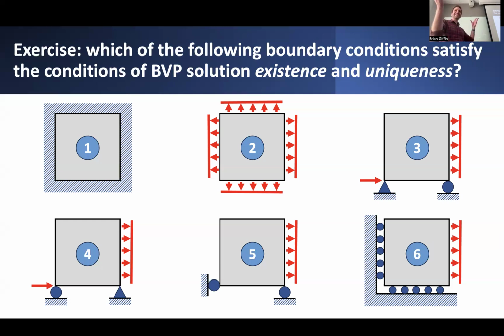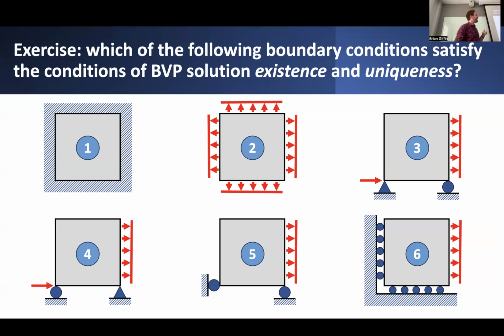All right. It sounds like some of you have come to some conclusions. Let's go ahead and collectively go through this one by one. So we'll do our usual, let's vote, yay or nay. Does it satisfy existence and uniqueness, or thumbs down if it doesn't? Okay. So, number one, who says that it satisfies both solution existence and uniqueness? We got at least one confident yes. There are two confident yeses. Any other takers? Yes, a few in the back, I think.